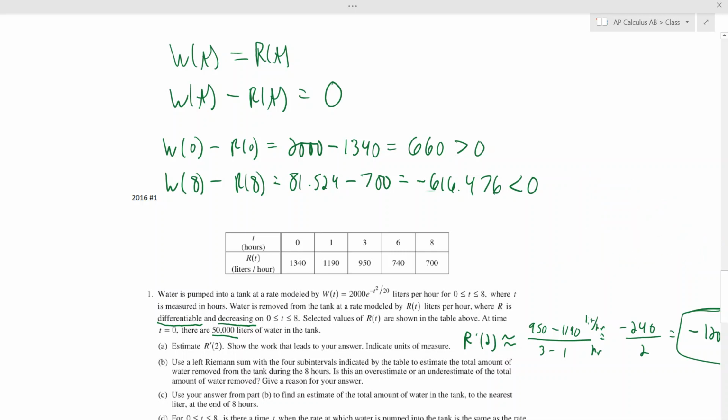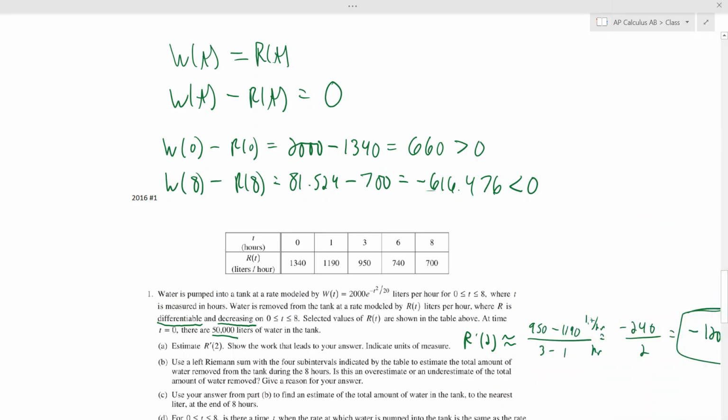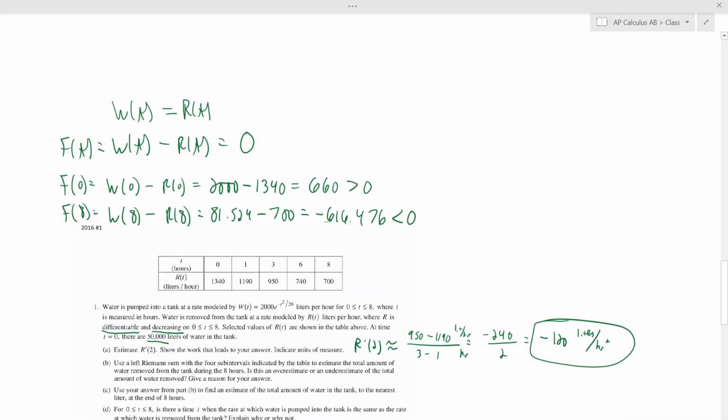Okay, and to make this even easier for ourselves, I might name this function something. I'll pick a letter that hasn't been used in the question. I'm going to call this f of 0, I'm going to call this f of 8, and this function up here is just f of t. I'm just going to name it something, so now I can just talk about f. Okay, so you're going to write f of 0 is positive. Actually, let's just write it like this. And f of 8 is less than 0, right?